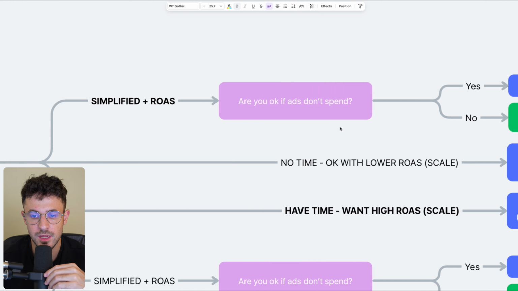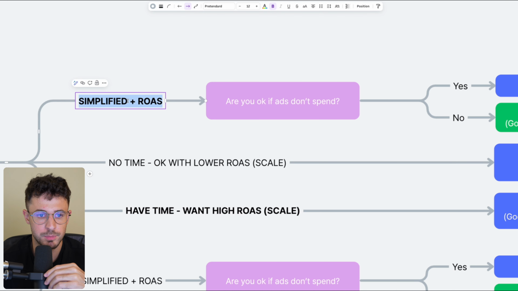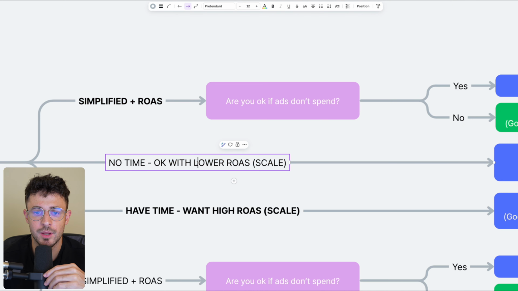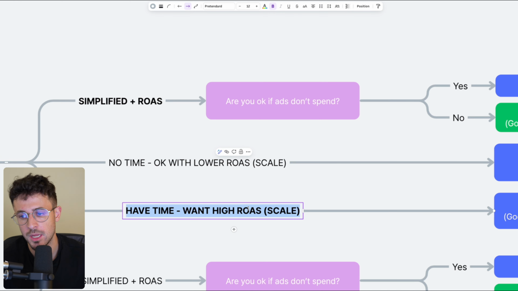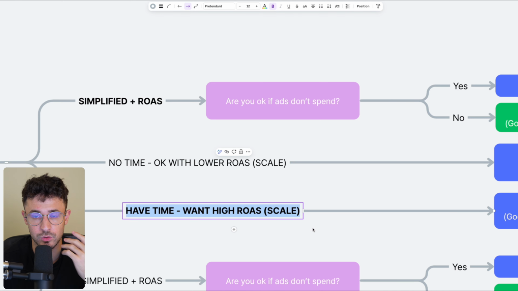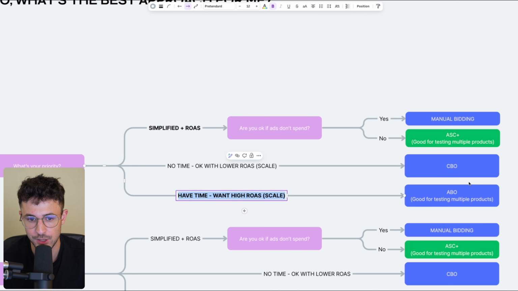But anyways, the three outcomes here are basically this. You have a simplified approach plus maximize return on ad spend. You have no time to manage the ads, but you're okay to have a lower ROAS, because you want to scale much faster. And then you have time to manage things, you can manage everything manually, and you want to have a higher return on ad spend. And these are different outcomes, in terms of the setup that you should go for.